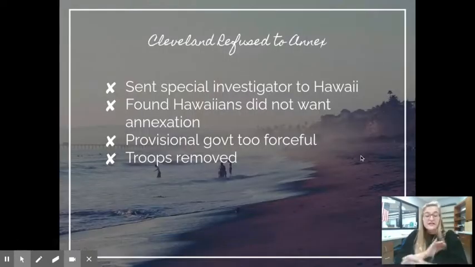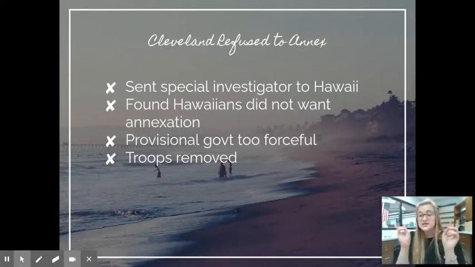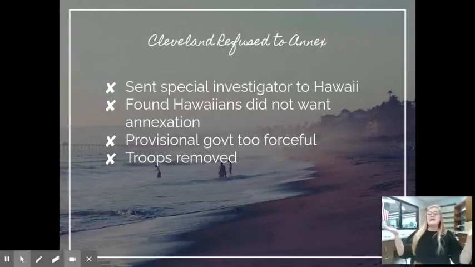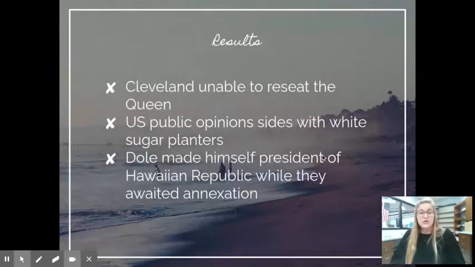Okay. Cleveland, however, is president. Cleveland assumed office. He refused to sign it before he wanted to investigate. So he sent some special investigators to Hawaii, and their findings indicated that the majority of Native Hawaiians did not favor annexation, and that this government set up by Sanford Dole was put on them by force. So Cleveland ordered that all the troops under the ambassador, John Stevens, be removed, and Cleveland, however, was unsuccessful in reinstating the queen, and basically Sanford Dole just runs this crazy anarchist government in Hawaii for 3 years, and it starts this huge debate.